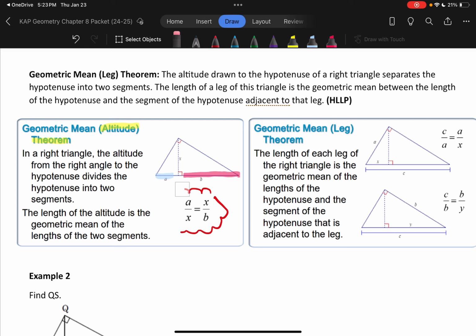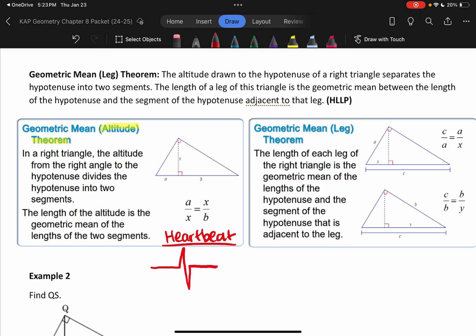The way that I like to explain this, that is a little easier to see visually, is that the altitude theorem is basically called your heartbeat theorem, right? The reason we call it a heartbeat theorem is because if we follow the path of what a heartbeat makes on a heartbeat monitor, it'll set up our proportion for us. But keep in mind that this heartbeat only works whenever we're given an altitude or we're asked to find it.